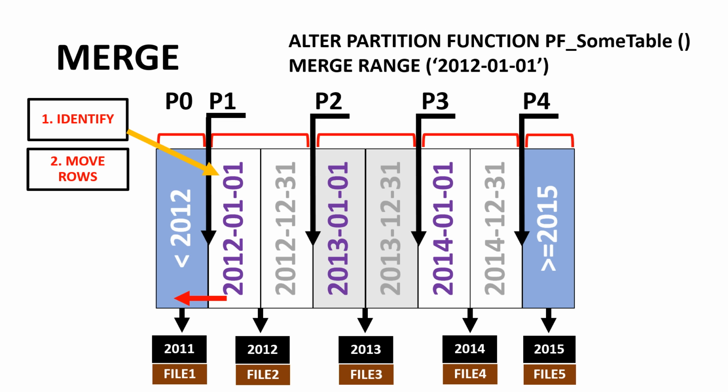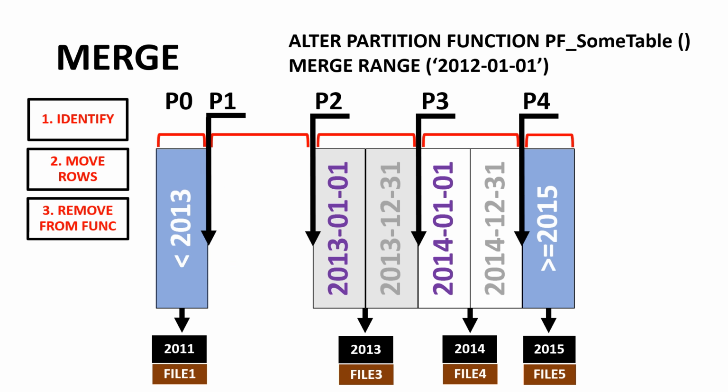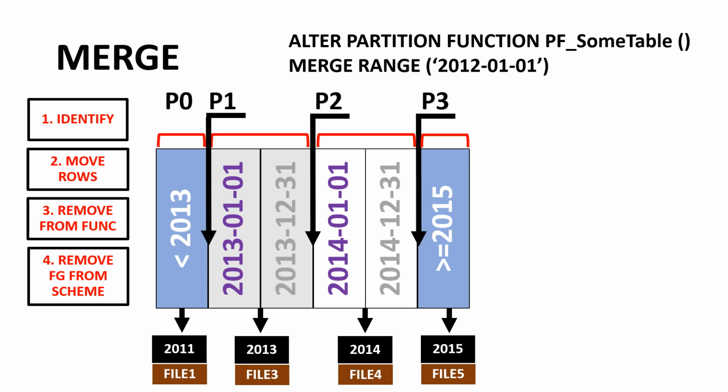It then moves the rows because it has to move them immediately, not last, like range right. So it's going to move any rows that are in here to the catch-all partition file group that defines things that are below 2012, right? Now it's going to be below 2013. It removes the boundary point from the function internally. You don't have to do that. And then logically, it kind of looks like that. And then it removes that from the partition scheme. So it does do some housekeeping for you.